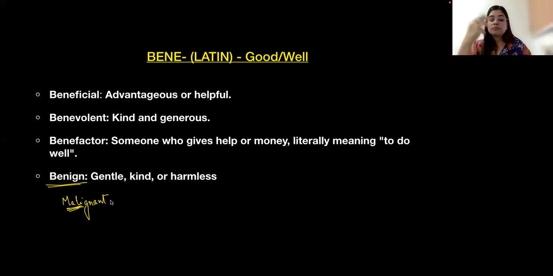So malignant comes from the root word mal, meaning dangerous, meaning harmful. So benign's opposite is mal.